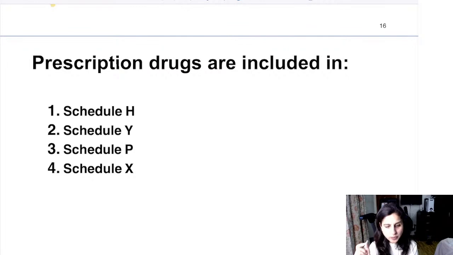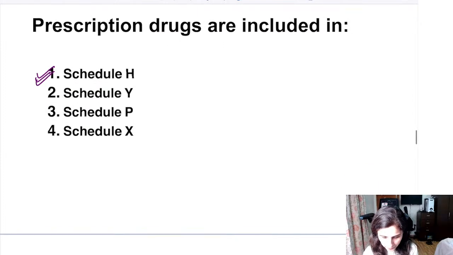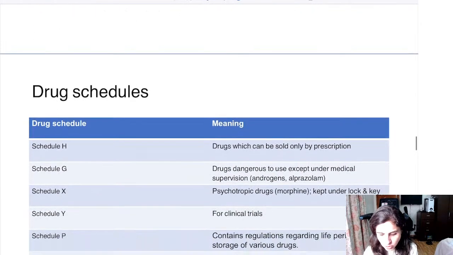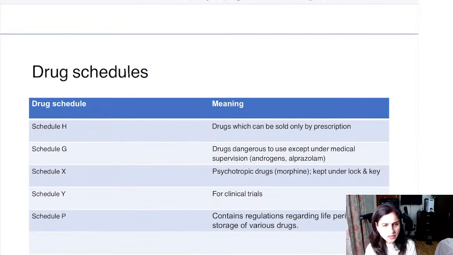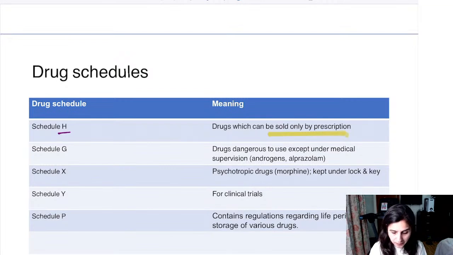So prescription drugs means that you can only get it with the help of a prescription only. You cannot get it without a prescription. So prescription drugs basically are included under schedule H. ठीक है. Schedule H. तो थोड़े से important schedules हैं, 3-4 which are important to know. Schedule H है which deals with the drugs which can be sold only under prescription. We cannot get it without a prescription.